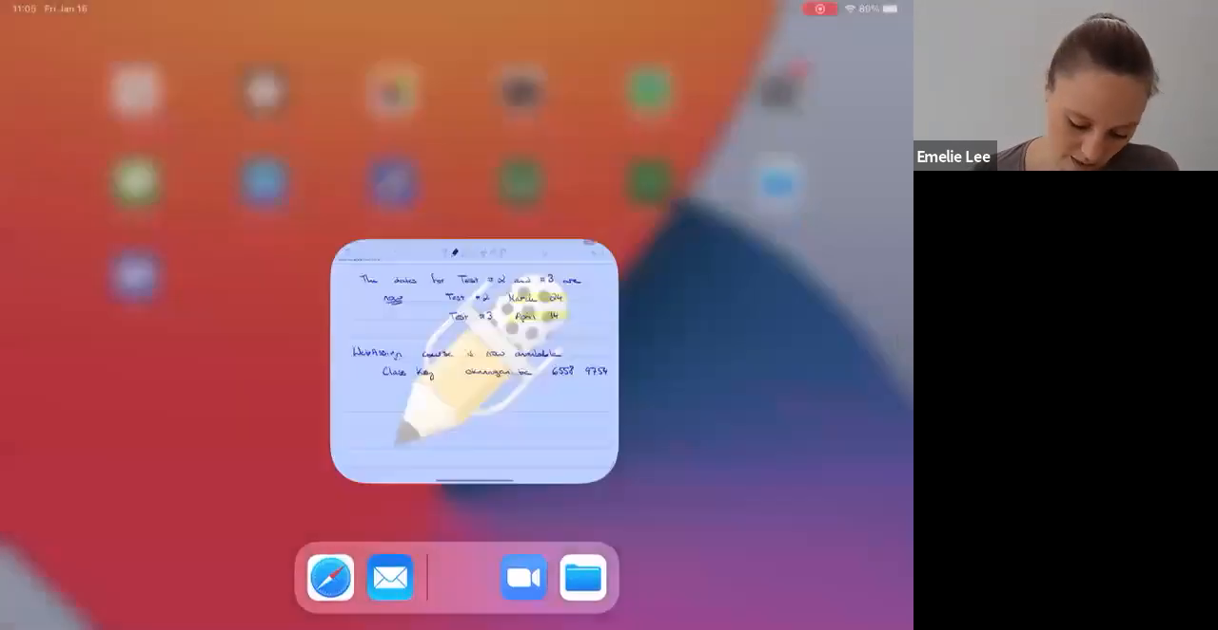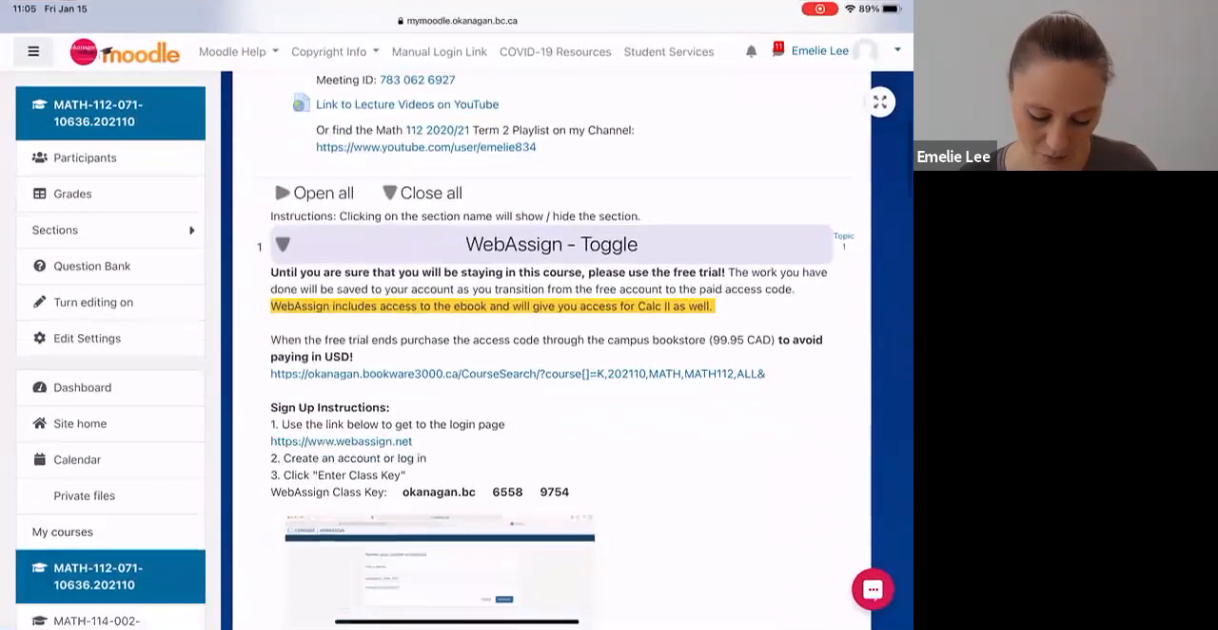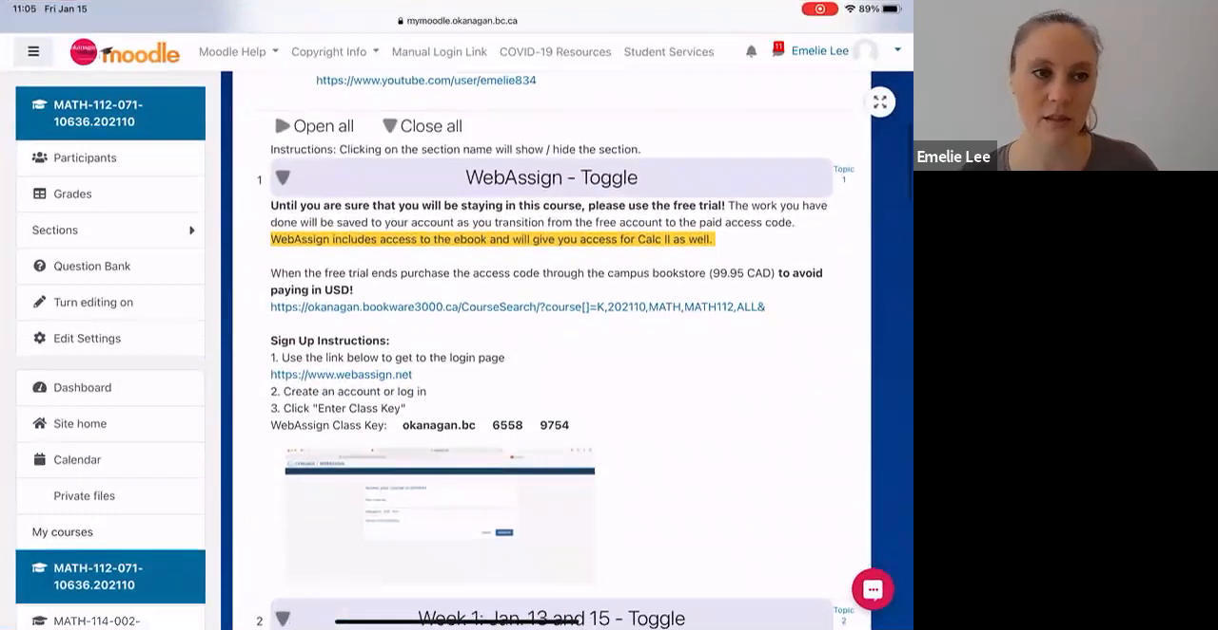Okay. So what I did was on our Moodle page, I added a Webassign section. Just use a free trial for the first 2 weeks, and then you can put off buying the access code until you're really sure that you're staying in the course. The sign-up instructions, because I can't actually do it on my end, I guess I could with my personal email or something, but I'm just kind of guessing at the steps.